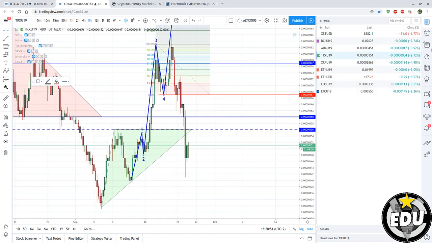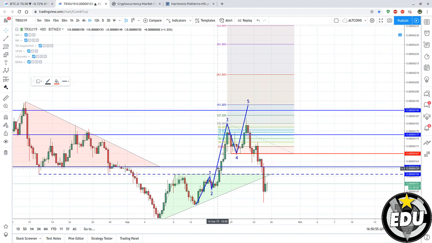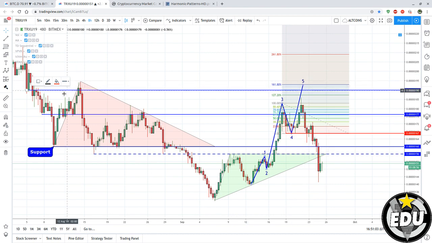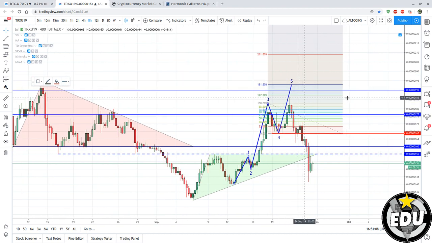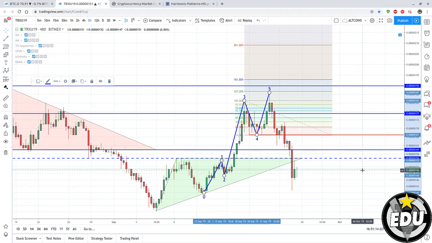TRX. 5 waves. We longed this thing. We made an amazing trade. I did trace a correction, expecting wave 5 to reach the important high, but sellers just sold way before. So the fifth wave in this case was a little bit lower, under 127, and this happens when sellers are all over the place and buyers are not strong enough. You don't have to see 161, 261.